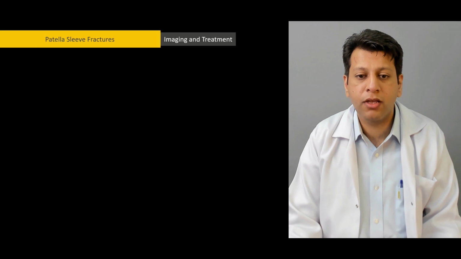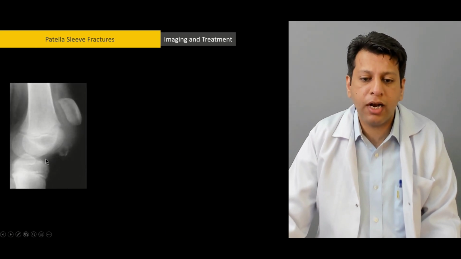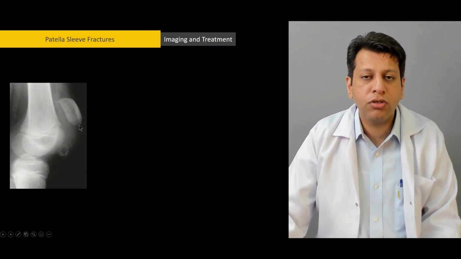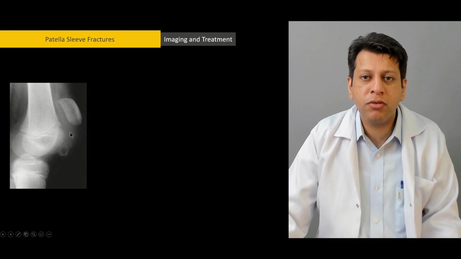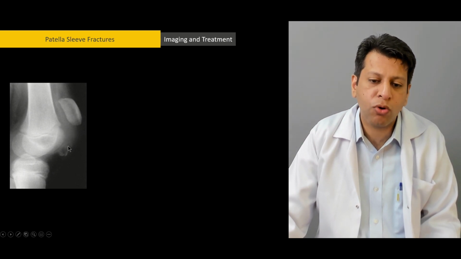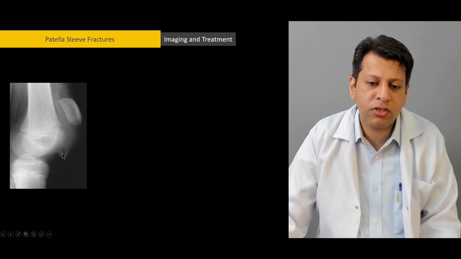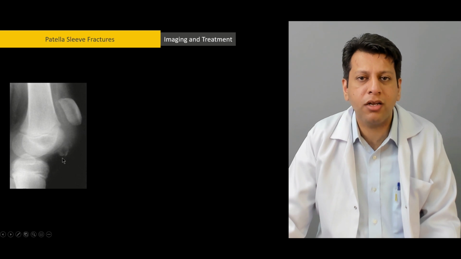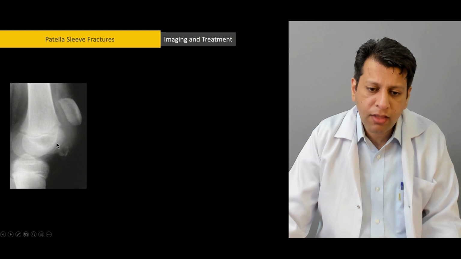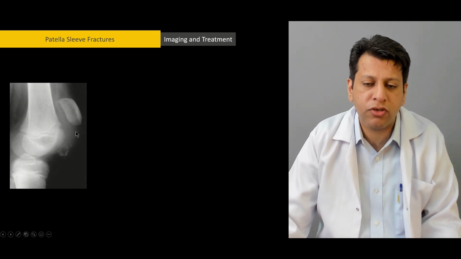If you see the X-rays, this is the kind of X-ray you see in lateral view. You can appreciate this very high riding patella. Although because the patellar sleeve is mainly cartilaginous, it's not visible very well on X-rays. But if you see more closely, you can appreciate there is a very large shadow of something which is slightly bony and slightly cartilaginous and slightly lytic, which can be seen as well. There is definitely a lot of edema over here, which can be appreciated due to soft tissue swelling.